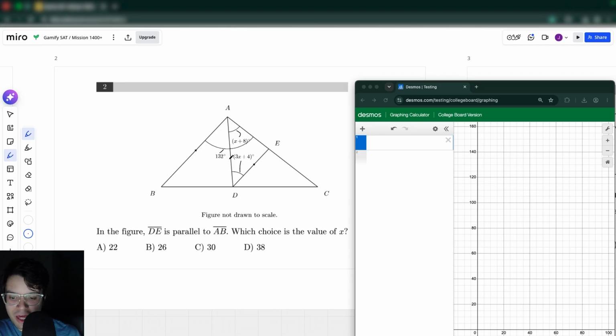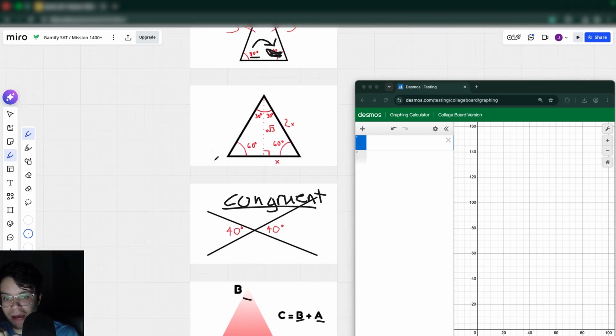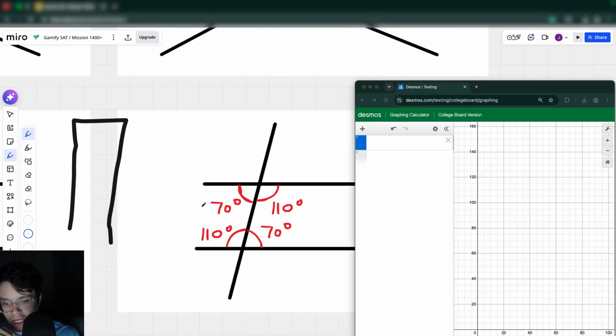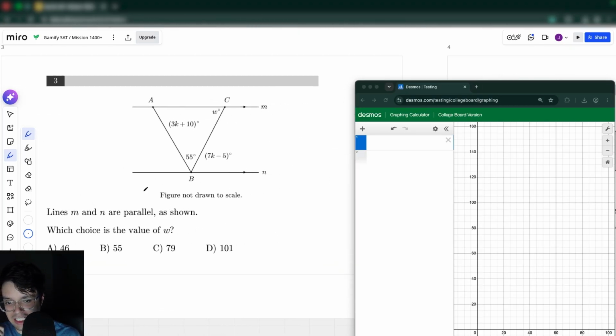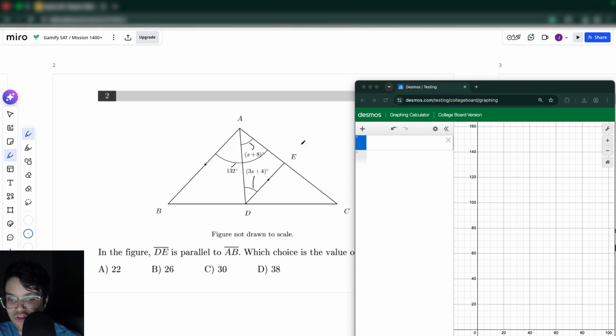Okay, big thing that may jump out at you here is we have two parallel lines. And so you're probably thinking back to these rules I went over here and over here. And yes, we do have to use those rules. So think about this for a second. We have this whole big angle here, which is 132 degrees, and this smaller one, which is contained within the bigger one, which is x plus 8. We also have this angle, which is 3x plus 4.